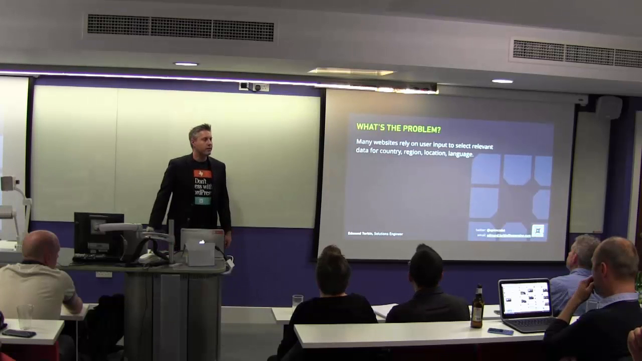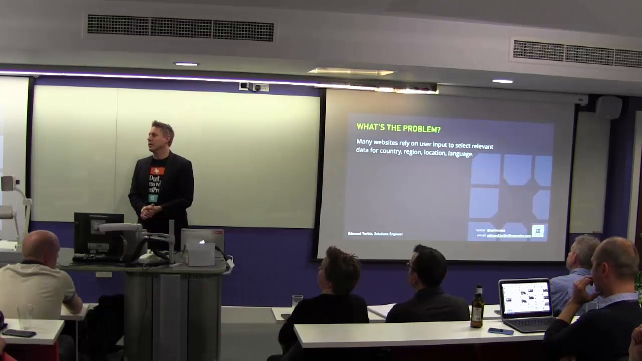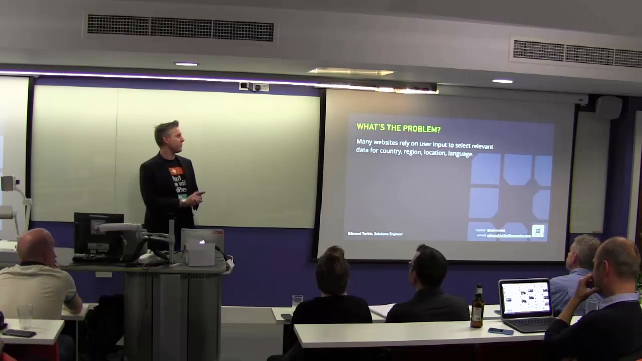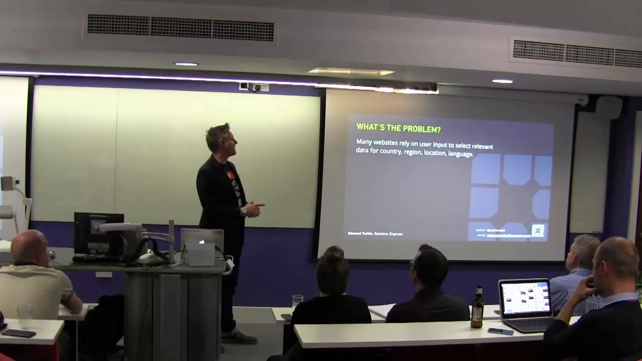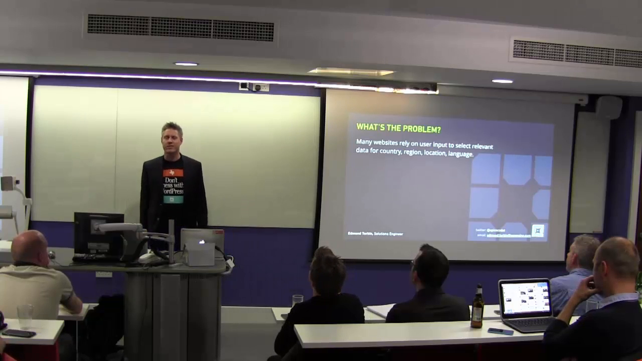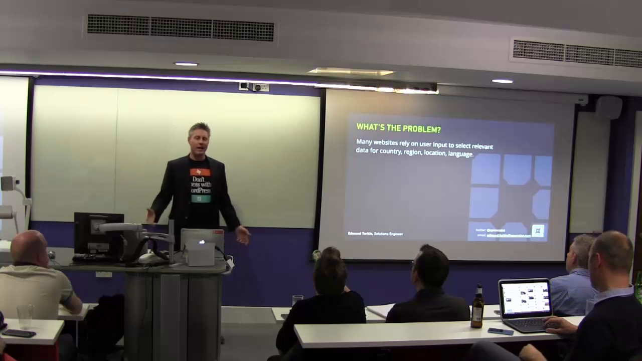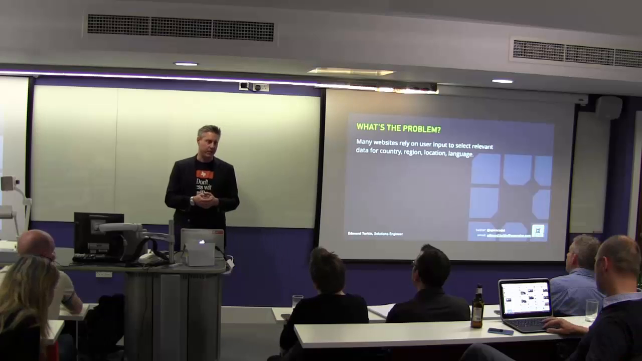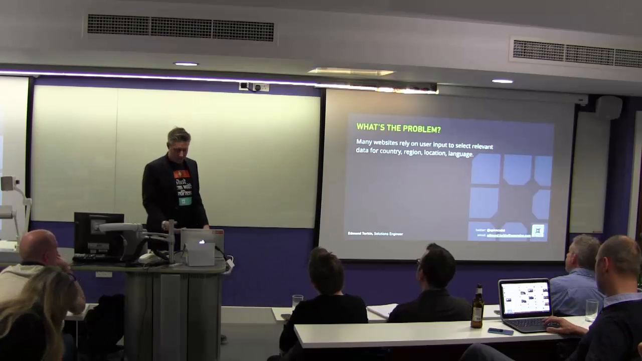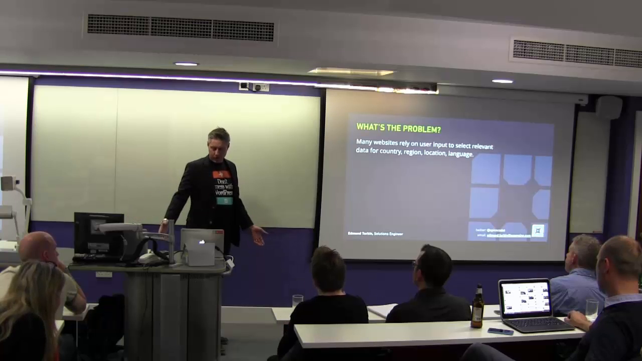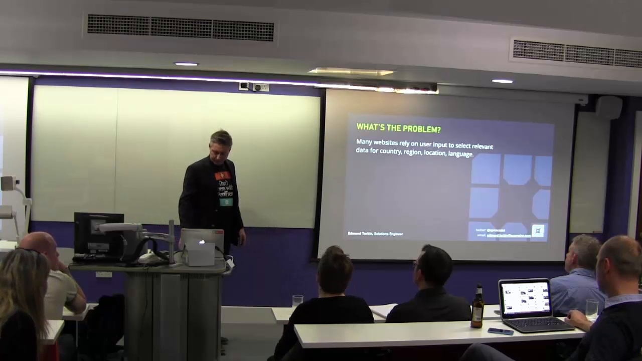All right, so with every solution, there's a problem. With GeoIP, we're trying to solve a problem here. So what is that problem? Many sites ask you to select something when you go onto a site. I go onto a site, and I have to identify myself to the site to get relevant information. Many times, you'll go to a site and it's going to ask you, what's your country, where are you?